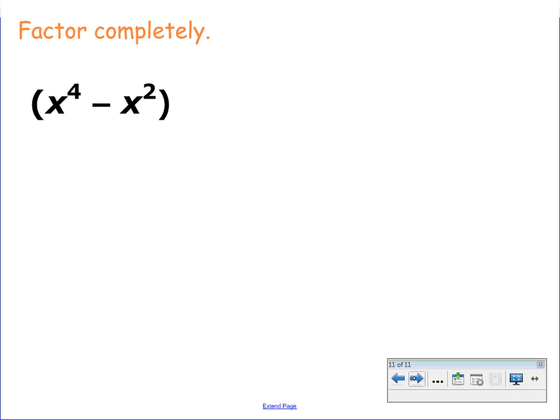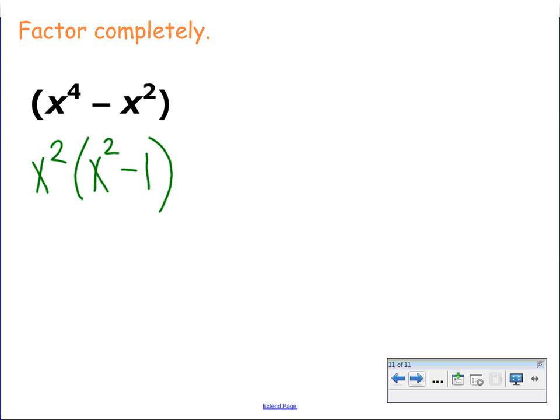Last problem. X to the 4th minus x squared. Okay. Greatest common factor. There's not a number that's the greatest common factor, but there is in fact a variable. Each term here has an x squared that I could take out. So I'm going to take out my greatest common factor, which is x squared, and I see that I'm left with x squared minus 1.